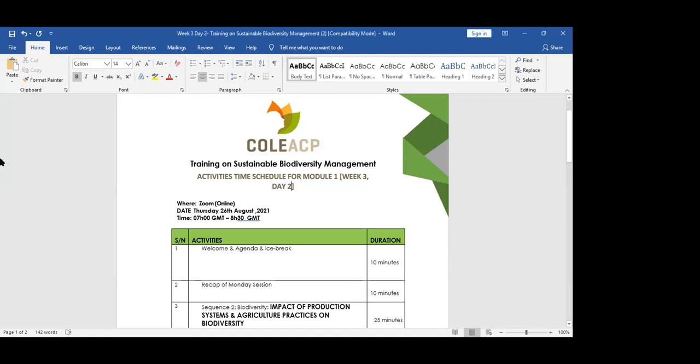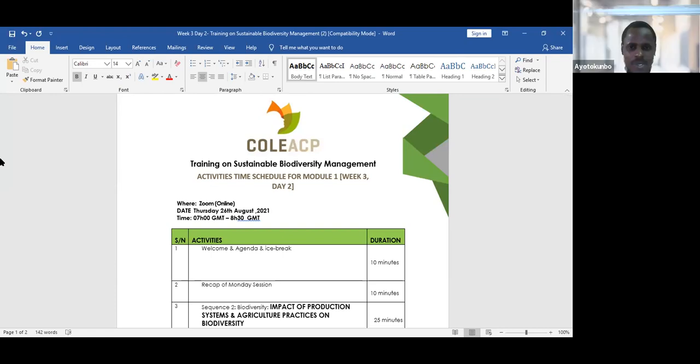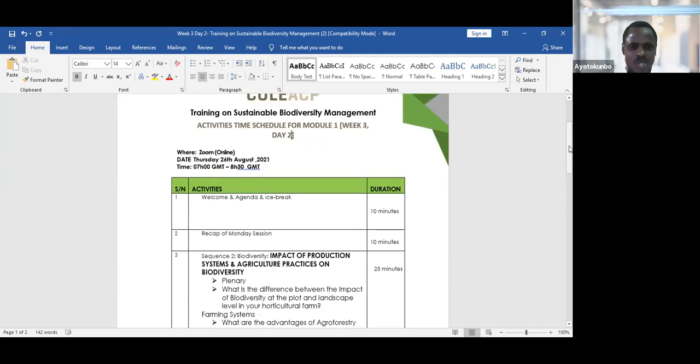I want to welcome you to the third week training session on sustainable management of biodiversity. I believe you've been enjoying it thus far. Today, which is the second day in week 3, we're going to go through the welcome and agenda and icebreaker. And we're also going to have a recap of what we did on Monday.